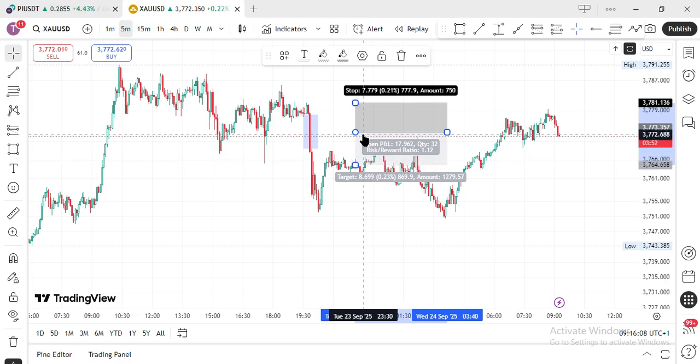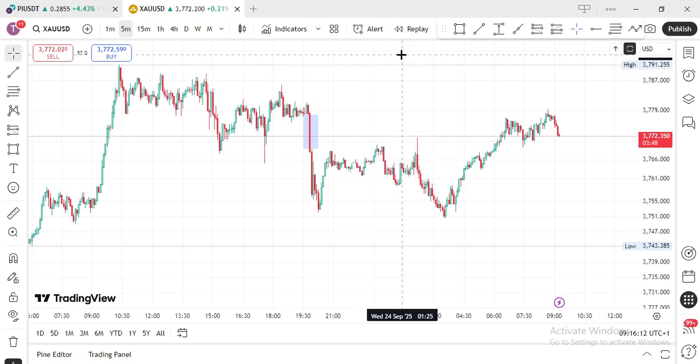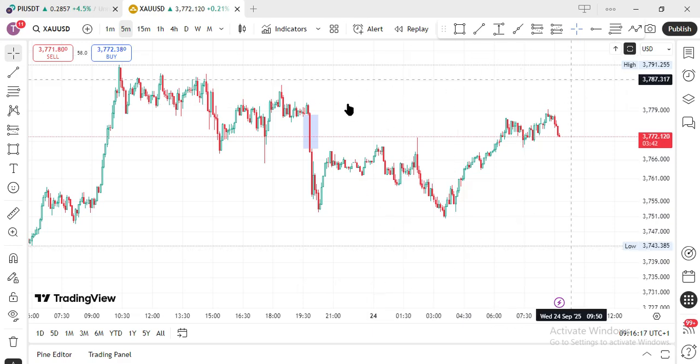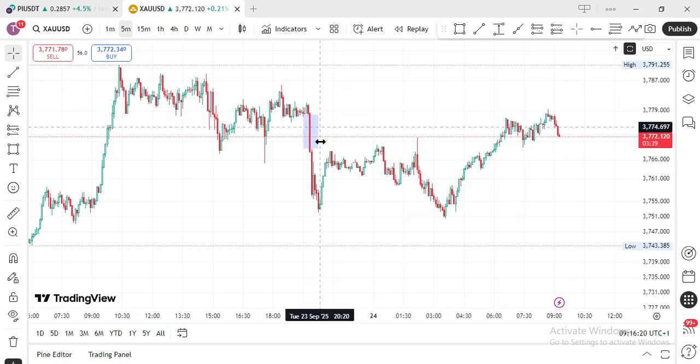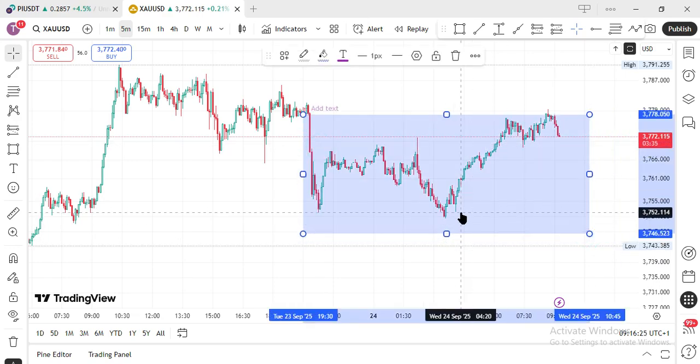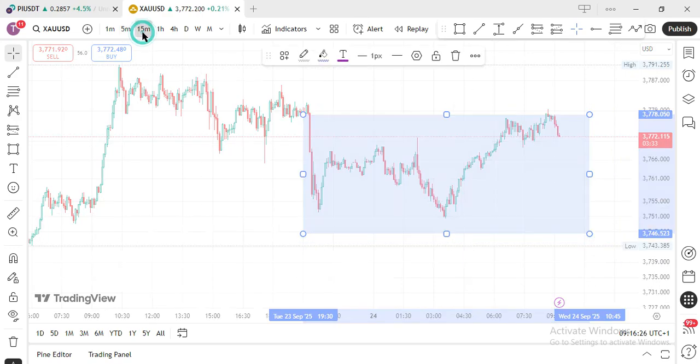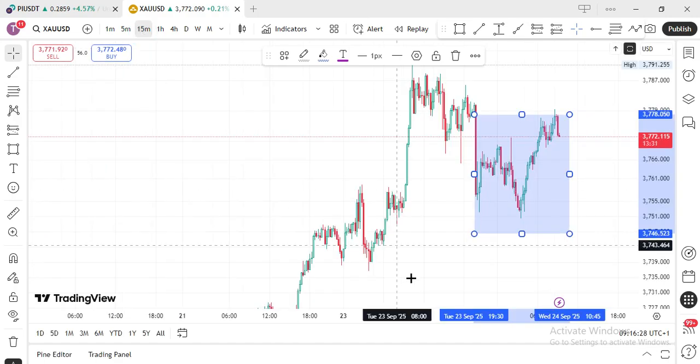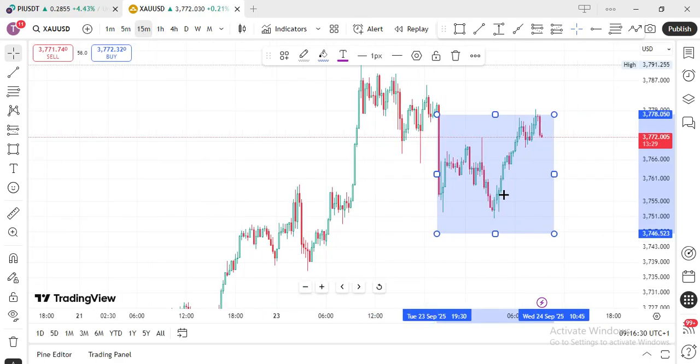When I trade fair value gaps, I trade them in line with structures. So let me paint a scenario. Now look at this break of structure that happened here. Look at this break of structure that happened here. This break of structure. Let me go to a higher time frame. Now look at this. A break of structure happened here.